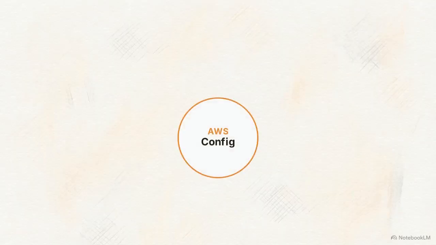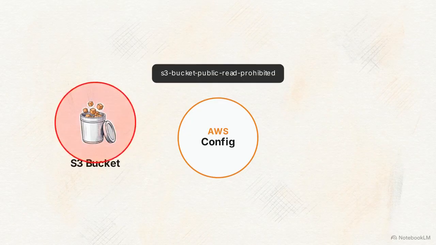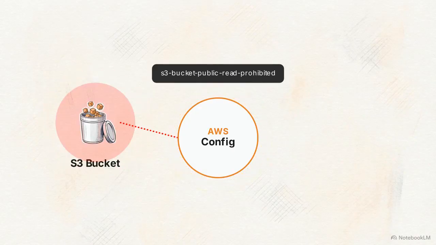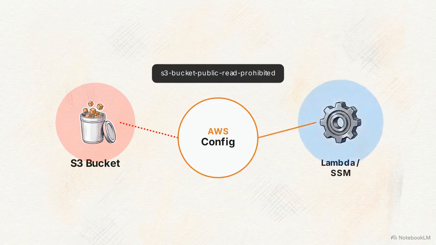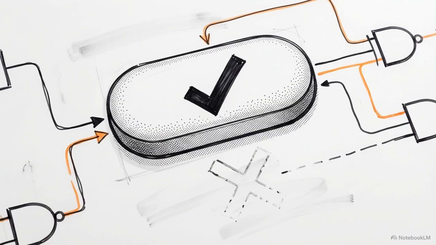Look at this logic flow. We start by deploying AWS Config and enabling the S3 bucket public read prohibited rule. The moment a bucket is exposed, it triggers an alert. We then route that alert directly into an AWS Lambda function or a Systems Manager runbook. That Lambda function executes a specific script. Without waiting for a human to approve a ticket, it strips away the public read access and locks the bucket back down. Inside your AWS Config dashboard, you will see the status immediately flip from a red non-compliant back to a green compliant.